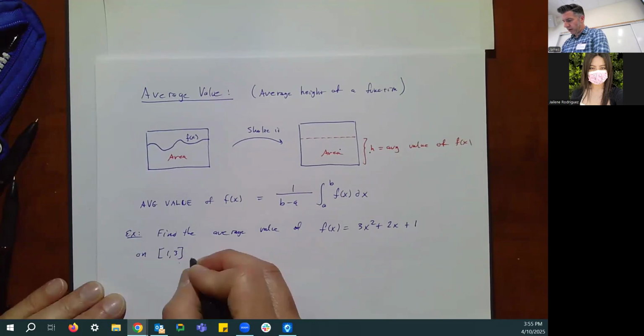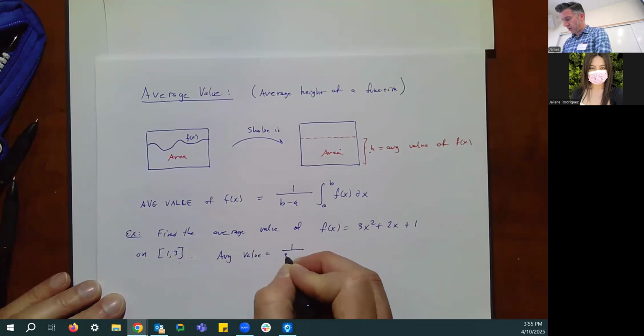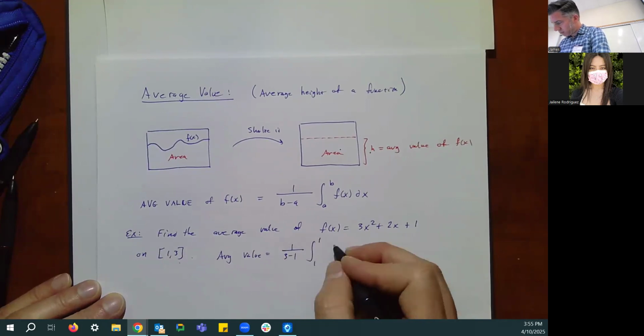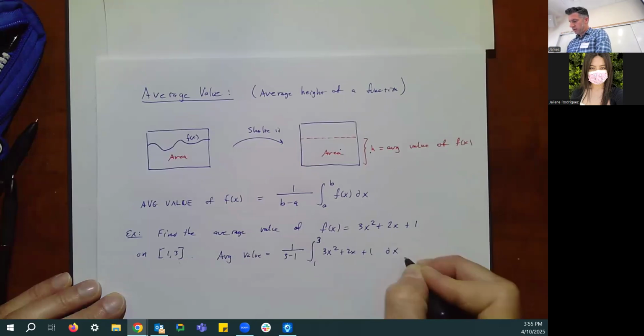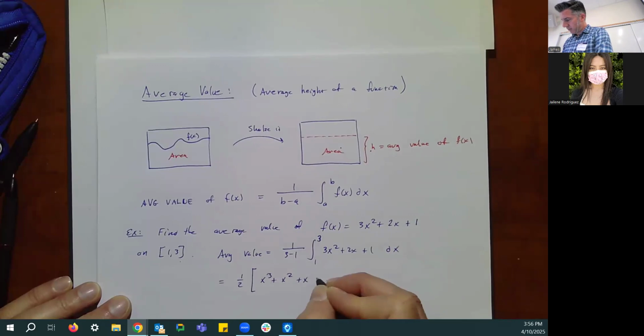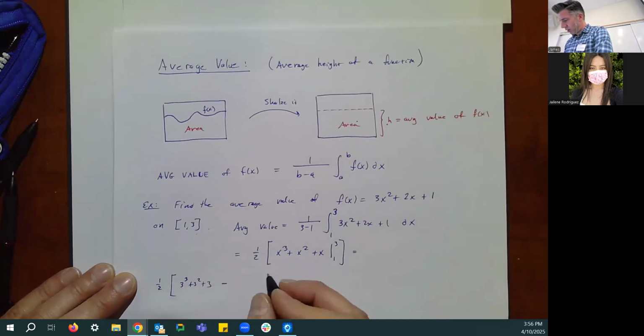So our average value here is going to equal 1 divided by 3 minus 1, or 1/2, times the integral from 1 to 3 of 3x squared plus 2x plus 1 dx. So that's going to be equaling 1/2 times, our antiderivative is x cubed plus x squared plus x from 1 to 3. That's going to be 1/2 times, plug in 3 first, you get 3 cubed plus 3 squared plus 3, minus plug in 1, you get 1 cubed plus 1 squared plus 1.